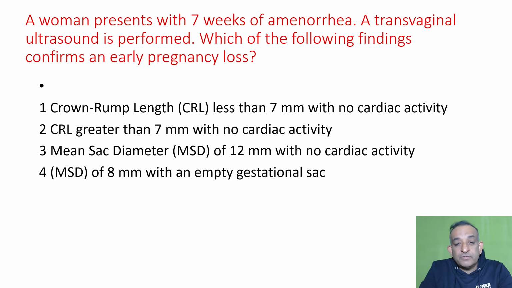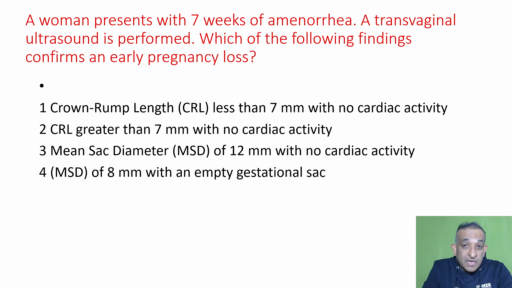A woman presents with 7 weeks of amenorrhea, a transvaginal ultrasound is performed. Which of the following findings confirms an early pregnancy loss? Classical radiology question. I'm sure your radiology teachers are going to give you a better answer, but this one I also know. So please, we do these ultrasounds regularly as obstetricians also. So whenever the crown rump length is 7 millimeters and more, and you don't see the cardiac action of the fetus, then we say that the baby is not going to be a viable baby.